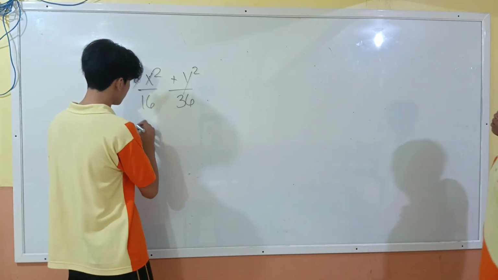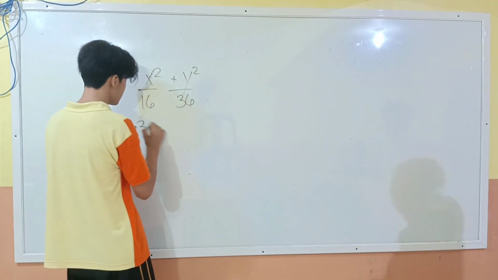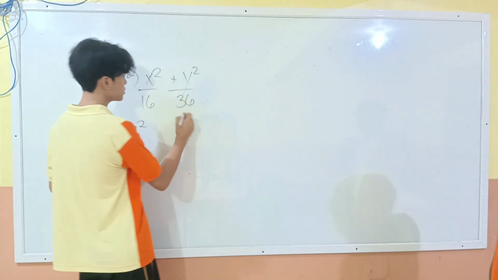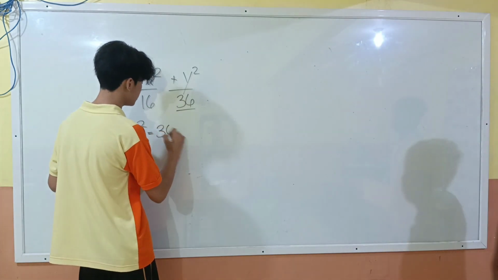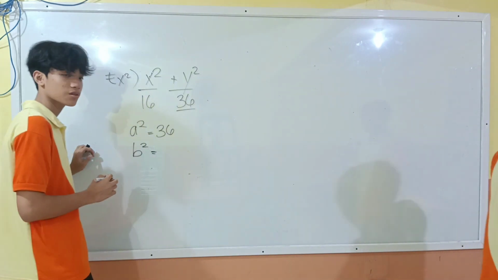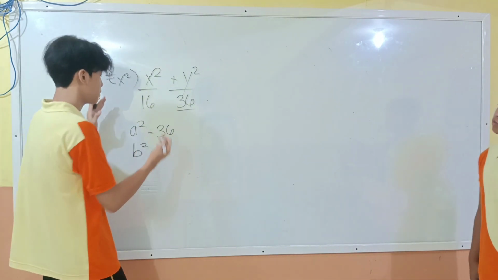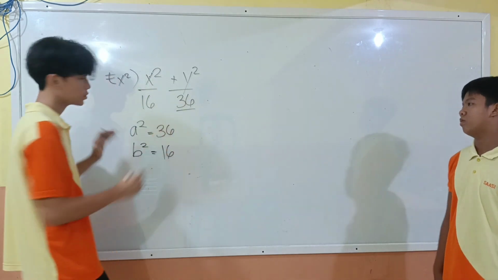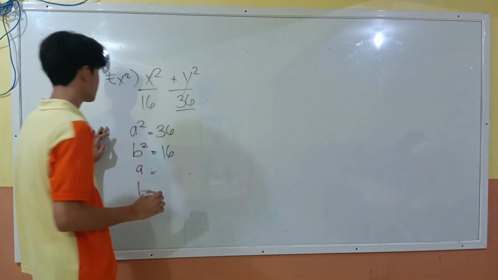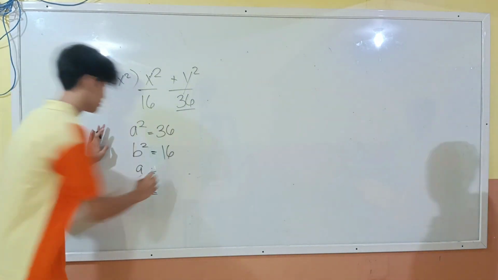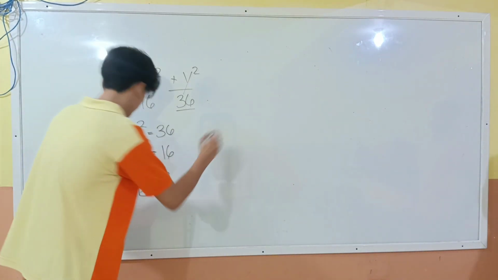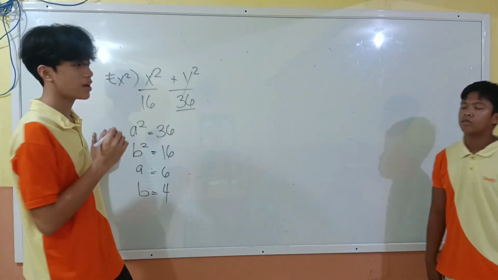So right here, we're gonna get our values first. So a squared. Since a is our higher value, which is 36, we get 36 for a squared. And then b squared. And b is always the lower value. So in this case, 16 is our b squared. Then we square root these two to get our a and b. So Audrey, what is the square root of 36? 6. Square root of 16? 4.